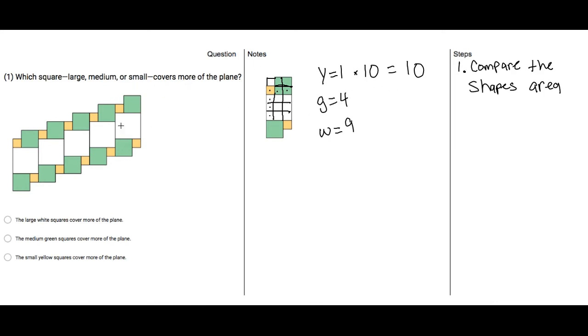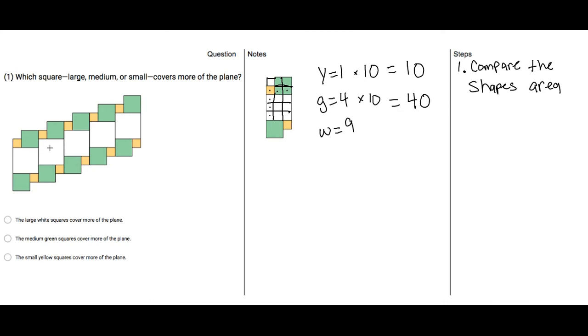Then the green here, we're going to count those up. 1, 2, 3, 4, 5, 6, 7, 8, 9, 10. So again, we're going to say that there's 10 green squares, and since each green square is 4 yellow squares, we're going to do 4 times 10, which has an area of 40.